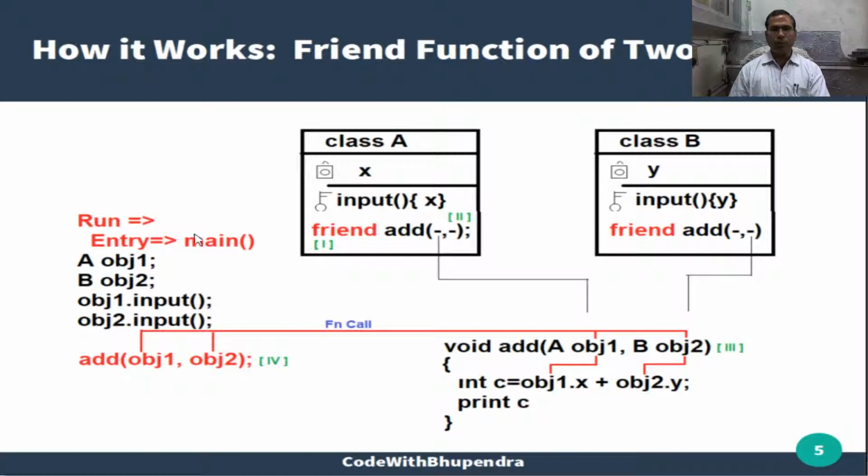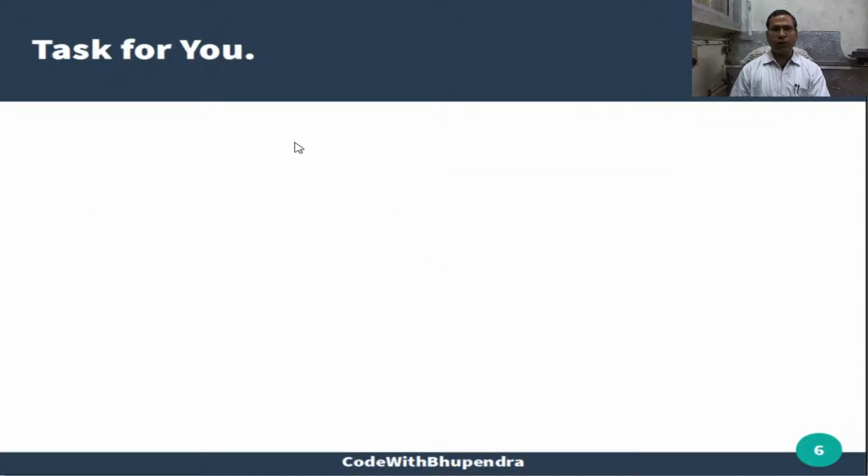When we execute the program, entry is performed from main where we have created two objects, object 1, object 2. We have called the input function so that we can take the values of x and y. And finally we have called the add function with parameters obj1, obj2. Now these objects are available here, and we are adding x and y, and finally displaying c.